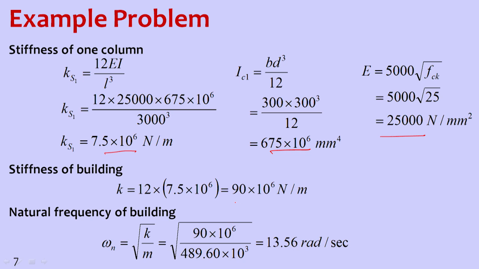So we are idealizing it as a single degree of freedom system. So we are calculating 12 into 7.5 into 10 to the power of 6, which is coming around 90 into 10 to the power of 6 Newton per meter. So we got the stiffness value and the mass value, m is equal to 489.6 into 10 to the power of 3 kg. So using this mass and stiffness, we calculate the natural frequency of the building, which is equal to root over k by m, which is calculated to be equal to 13.56 radians per second.